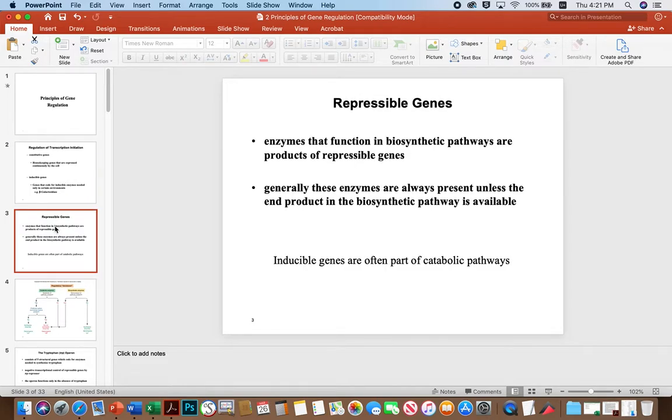Repressible genes are, again, typically encode enzymes that function in biosynthetic pathways. Generally, these are enzymes that are always present unless the end product of the biosynthetic pathway is available. So inducible genes are often part of catabolic pathways. So again, repressible genes are typically part of biosynthetic pathways, whereas inducible genes are typically part of catabolic pathways.